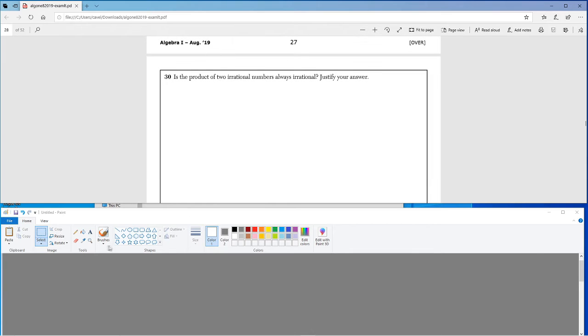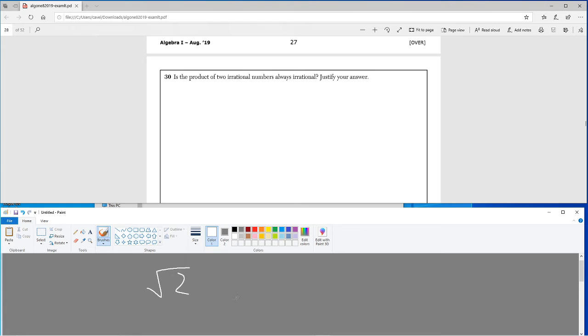And then let's see here. Number 30 says, is a product of two irrational numbers always irrational? Justify your answer. So whenever you do something like this where you're trying to show something, think of a case that may not be true, right? So think of two irrational numbers that multiply together and is not irrational. Is there such a case? Of course.